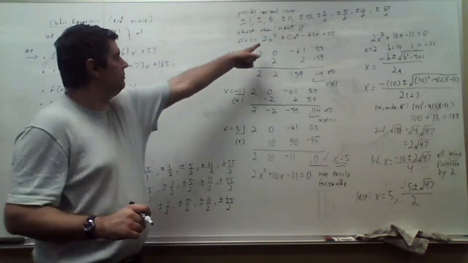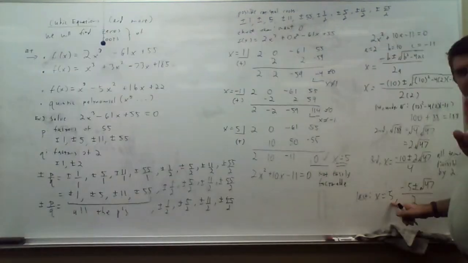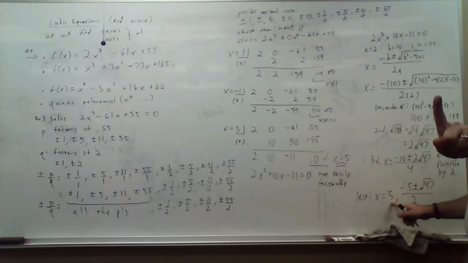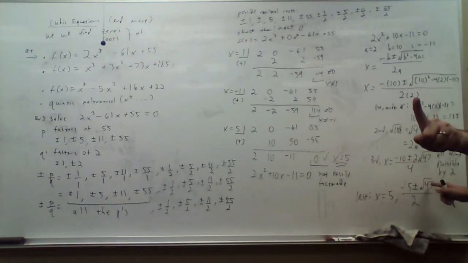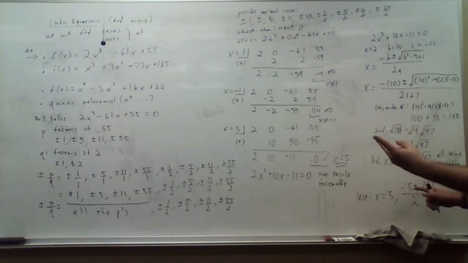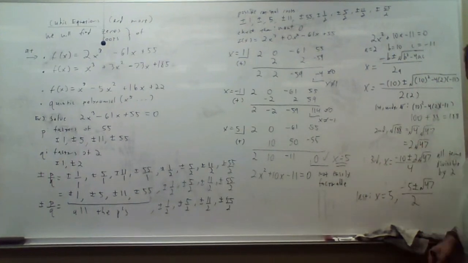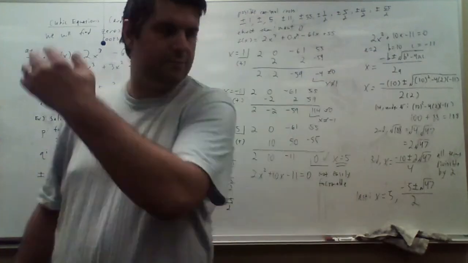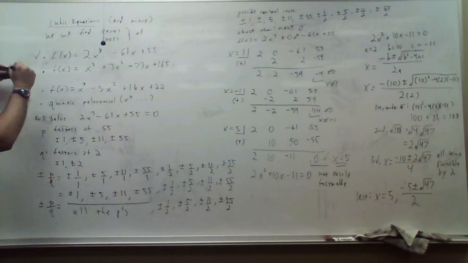It's a cubic, so there's a potential for 3 solutions. They are 5, that's 1, negative 5 plus square root of 47 over 2, that's 2, and negative 5 minus the square root of 47 over 2, that's 3. And this one is done. This next one.